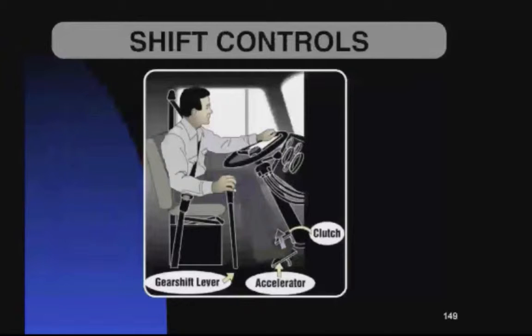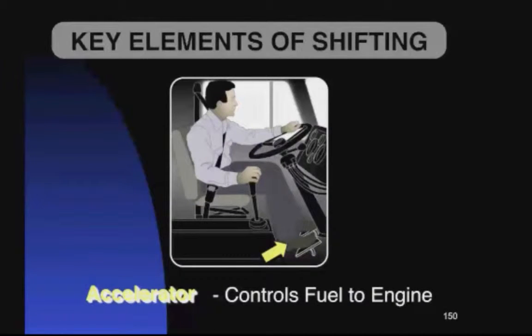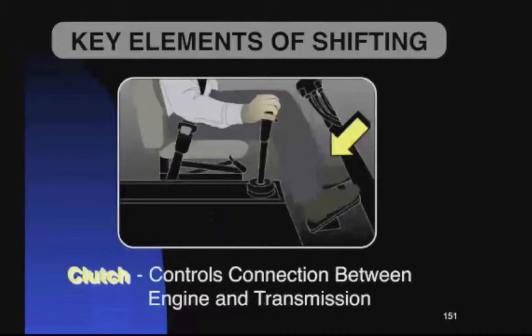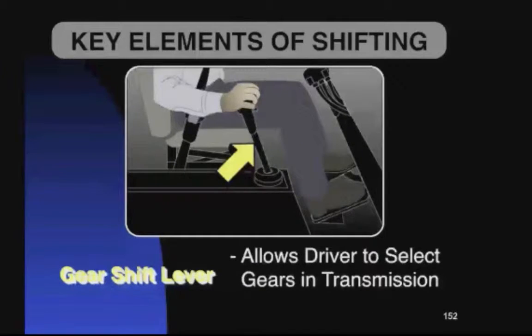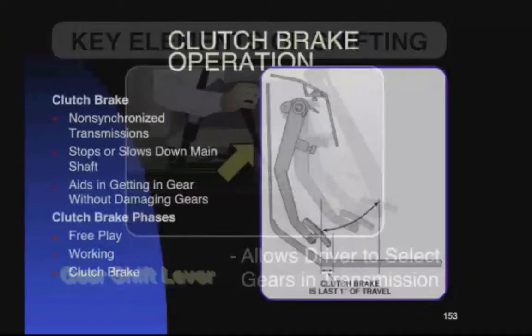Shift controls. There are three. We have the gear shift lever, we have the clutch, and we have the accelerator. The accelerator controls fuel to the engine. Clutch controls the connection between engine and transmission. Gear shift lever allows the driver to select gears in the transmission.